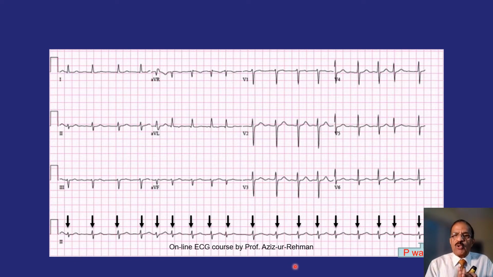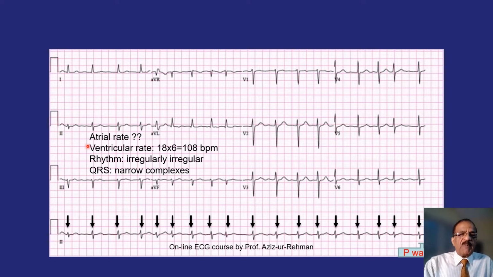So we have noticed two things. RR are irregular, irregularly irregular. No two adjacent RRs are equal. And there is no P wave at all in this lead. You remember that the P wave is best visible in limb lead 2 like here, or V1 or V2. There is no P wave in V1 or V2. In fact, there is no P wave anywhere. So there is no P wave. That is the hallmark of atrial fibrillation.